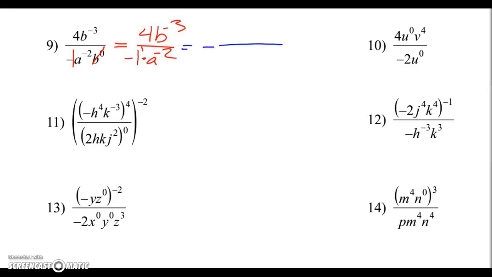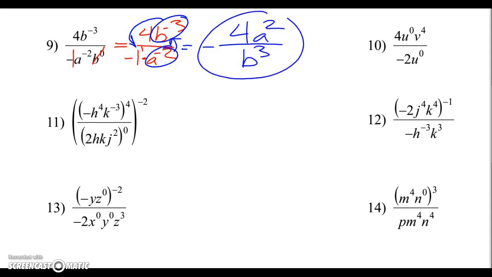All right, and then we've got some things that need to move. A to the negative second wants to go upstairs. B to the negative third wants to move downstairs. So we've got a to the now positive second over, and I moved my negative out front, so really I've got just b to the third on the bottom. And we can leave it just like that. Now you can leave the negative on the bottom in the denominator, or move it to the top if you want to. Just know that we have a negative quantity.